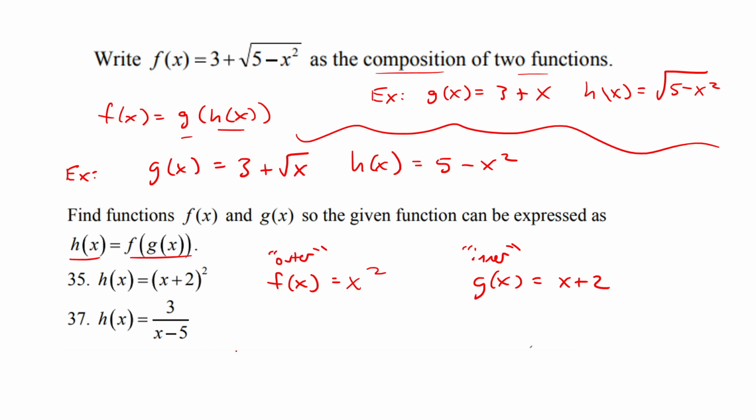And then this last one, so I think of this as like I put an x minus 5 under a fraction. So let's let the outer shell just be 3 over x, and the inner layer be x minus 5. And again, could be different answers for that one, but that would work.